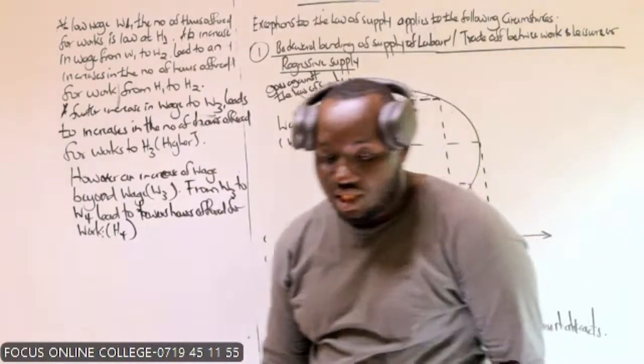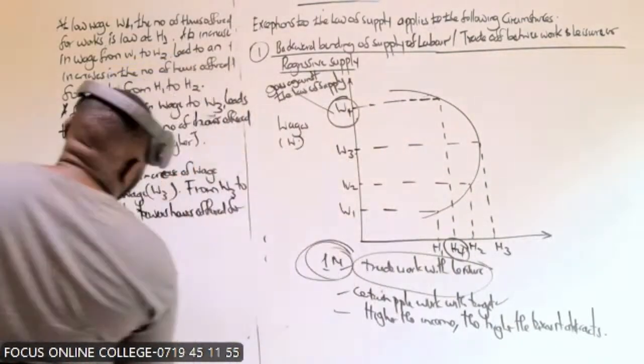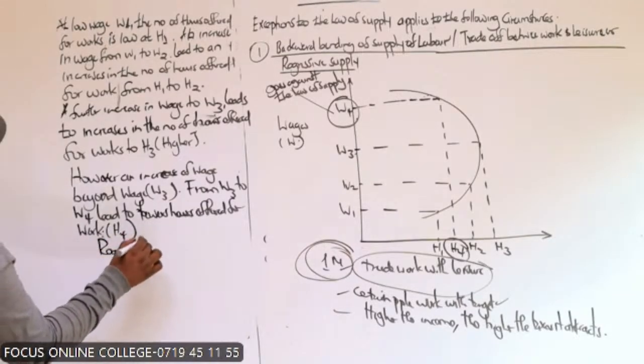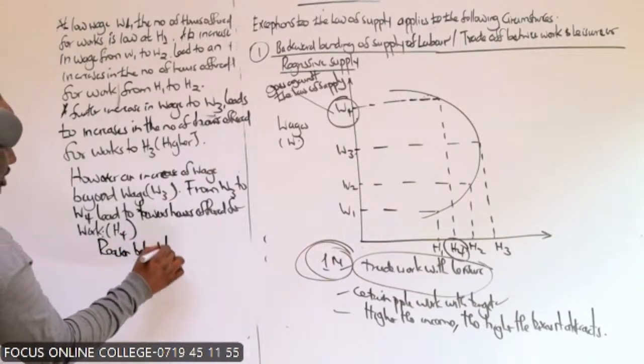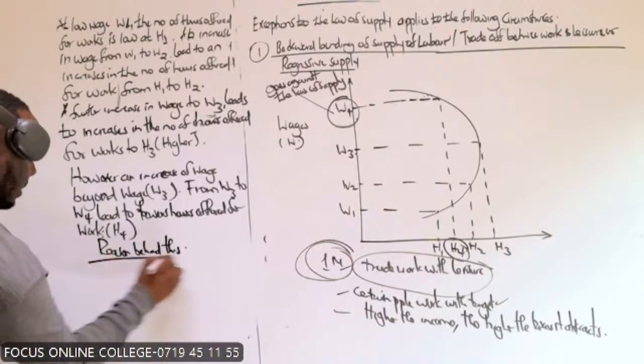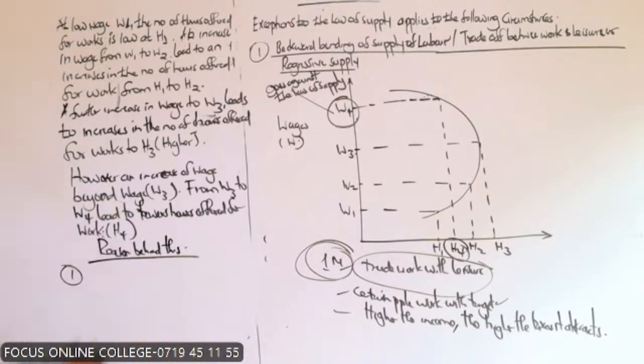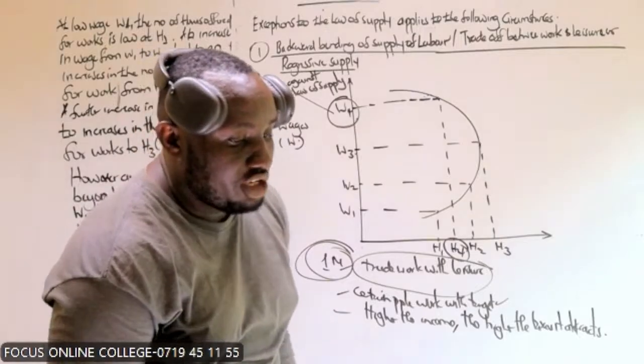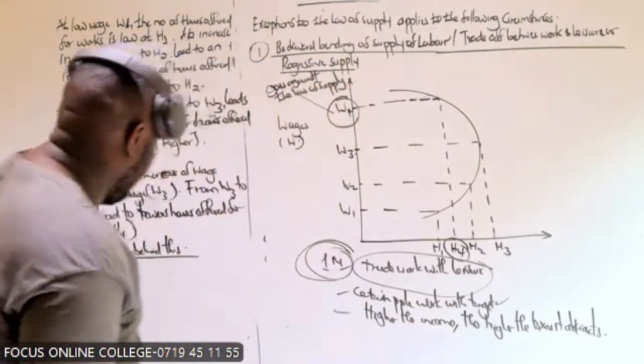Can you see that in the diagram? Reasons behind it. So we talk about reasons behind this. So what are the reasons behind this? I was explaining them bit by bit. Some people feel rich enough. The workers now feel rich enough to substitute work for leisure.